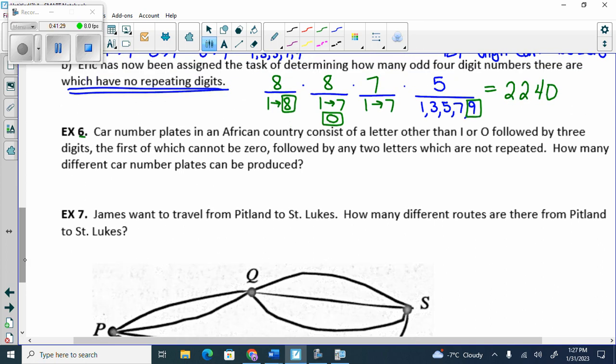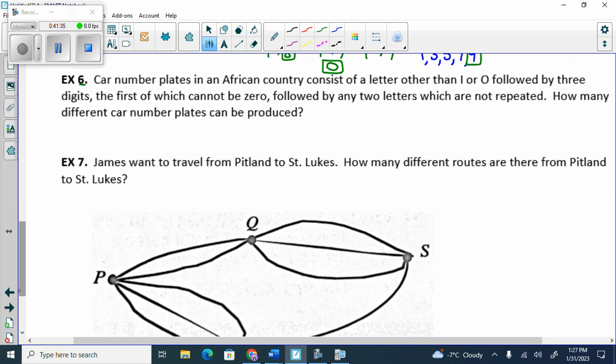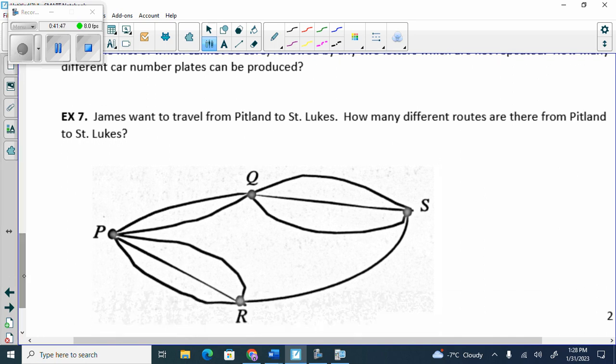So example 7. James wants to travel from Pitland to St. Luke's. How many different routes are there from Pitland to St. Luke's? Now he's traveling from Pitland to St. Luke's once. He's not looping back 800 times, like, I forgot my wallet. He's not doing any of that. The top one just says he's going from Pitland to St. Luke's and he's stopping at Queensville or something, the Queenland or whatever it may be, okay?